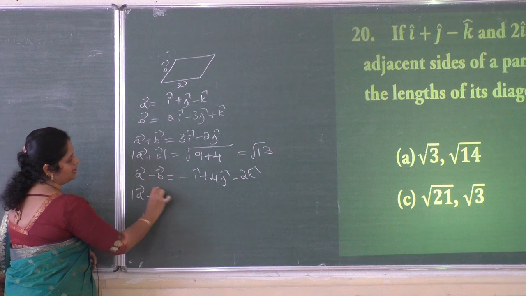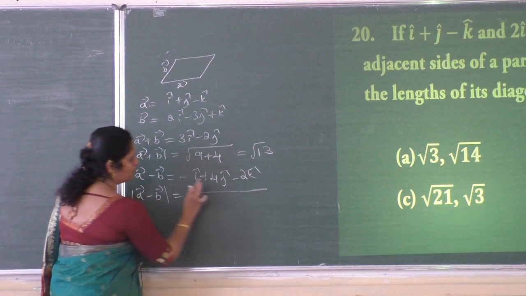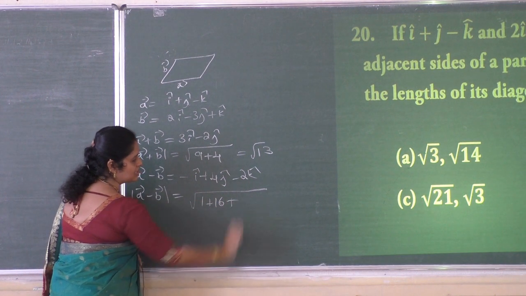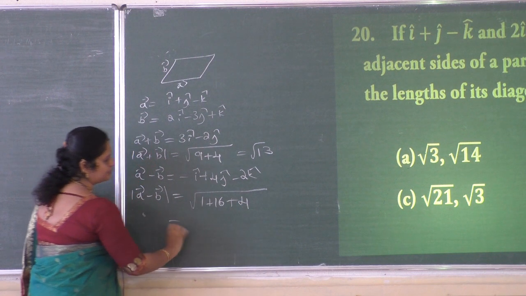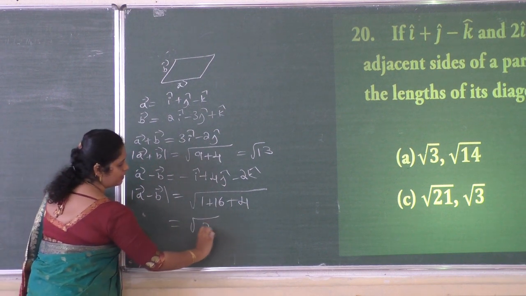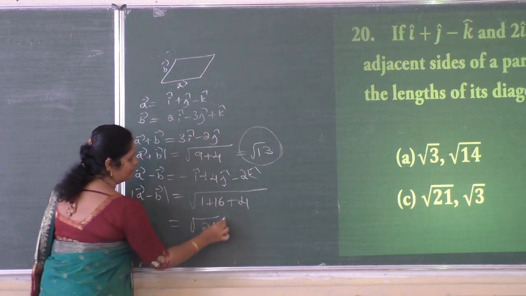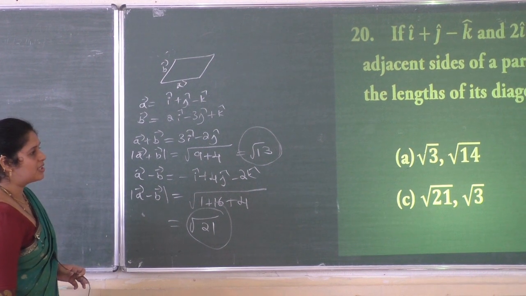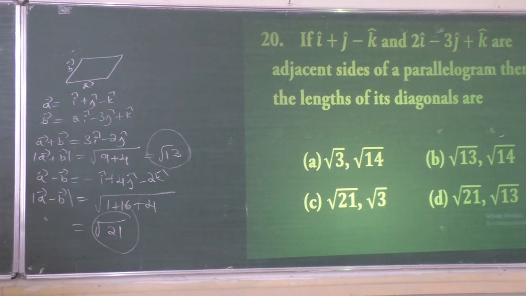So what is the length of this diagonal? Magnitude, square root of minus 1 square is 1, 4 squared means 16, 2 squared is 4, so that is equal to root 21. So one diagonal is root 13, another diagonal is root 21. Options are given, so option D is the right answer, root 21 and root 13.